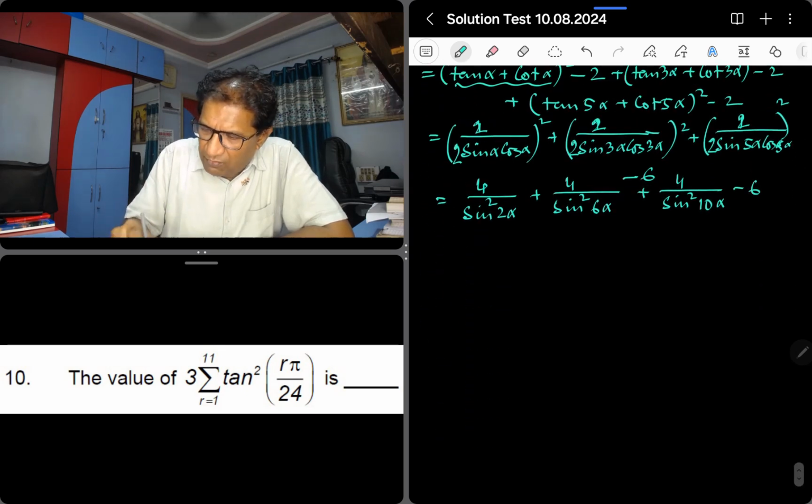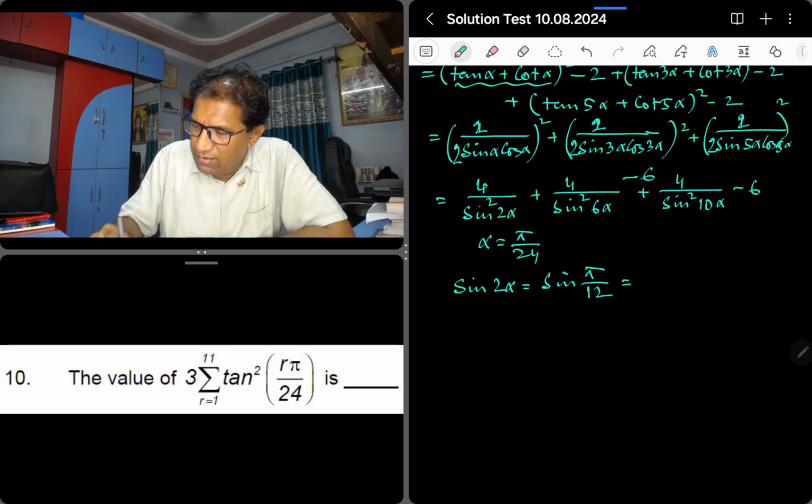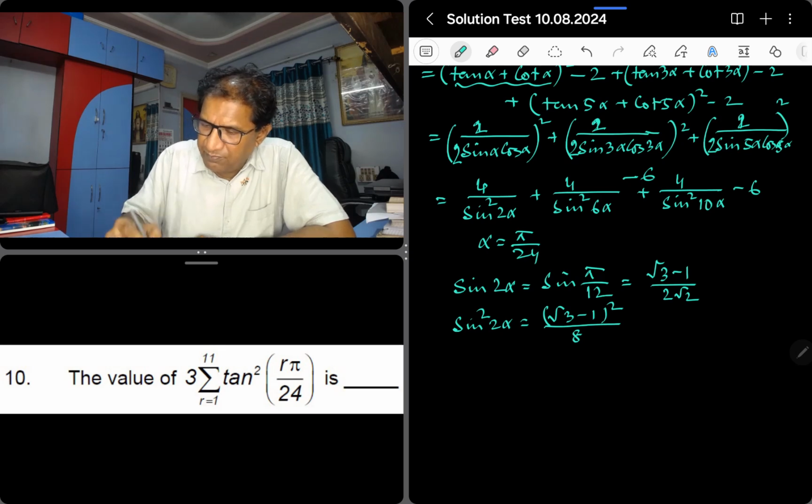Now, what is 2 alpha? We all know that alpha is pi over 24. So, sine 2 alpha will actually give us sine pi over 12, which is your sine 15 degree. And sine 15 degree is root 3 minus 1 by 2 root 2. So, sine square 2 alpha will be root 3 minus 1 whole square whole by 8, right?